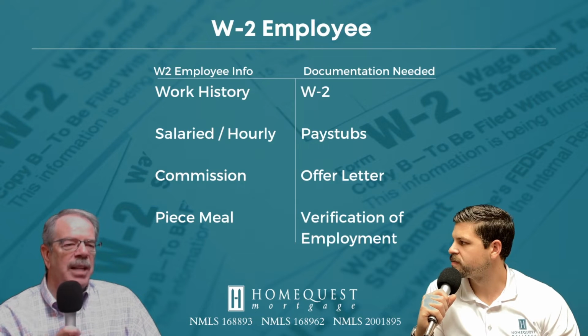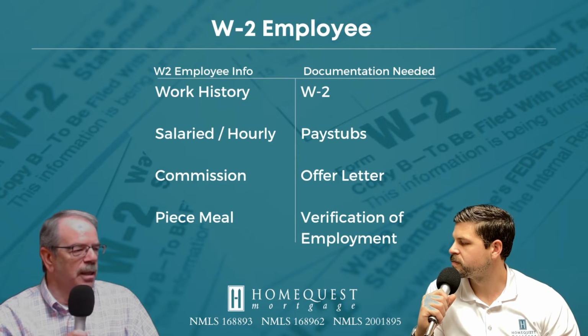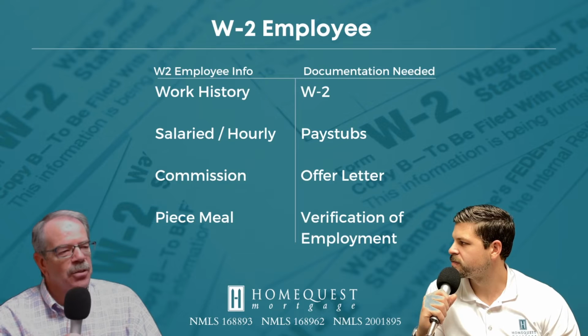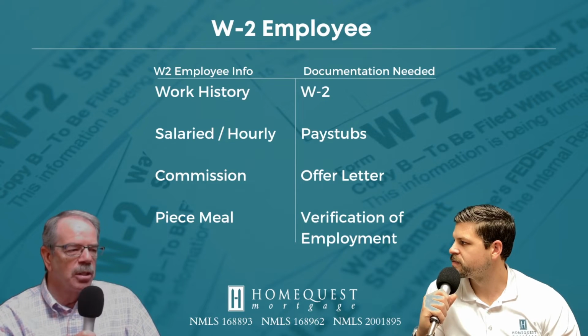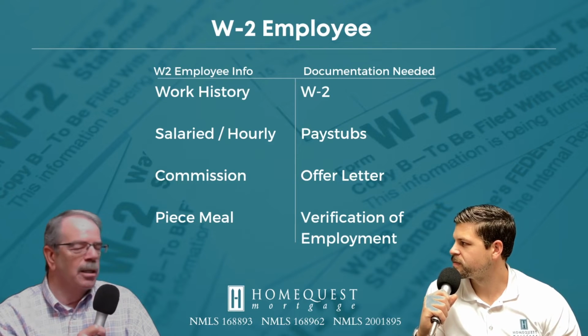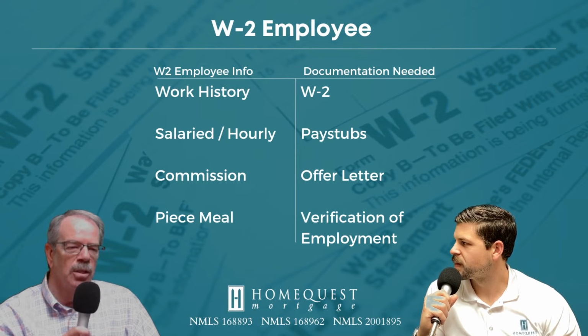If someone is salaried plus commission, say they're a salesman and they're guaranteed a certain hourly rate, but they also receive a commission, we can use the commission, but we have to show a history that you've received the commission. And we're looking for a 2-year history or close to a 2-year history in that situation.